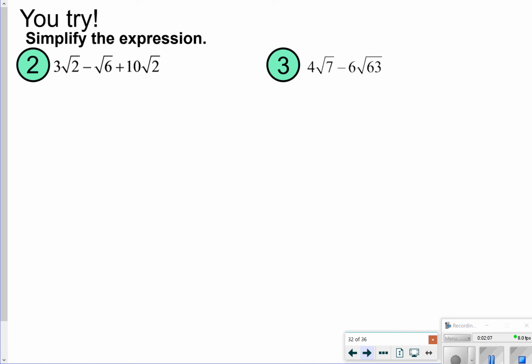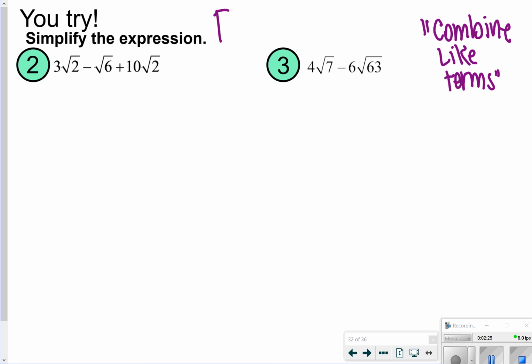Alright, so here's questions 2 and 3, and remember what we're going to look for is matching radicals so that we can combine like terms. So maybe you even want to think about that as like terms. So what you're going to try for 2 and 3 is to get the like terms ready and set, and then go ahead and combine them, finding your correct answer. So let's go ahead and pause here so you can try 2 and 3, and then once you're done, click play.